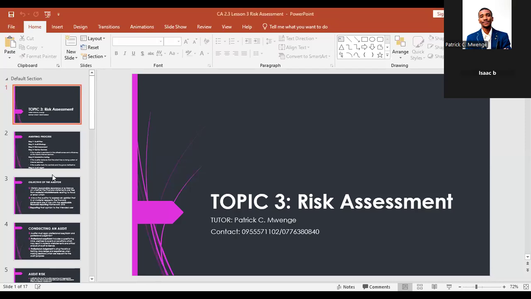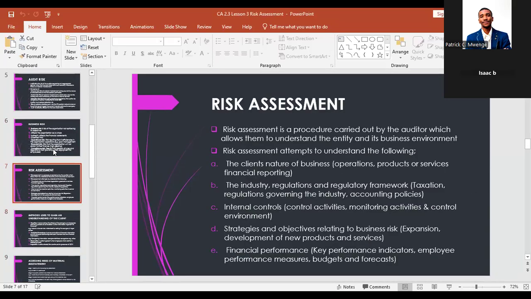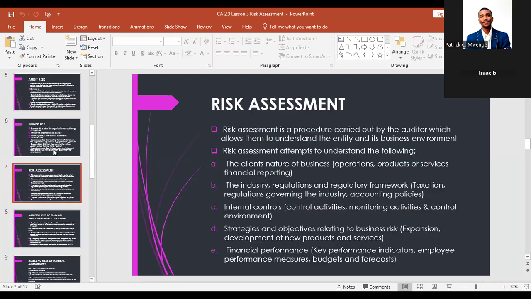All right. So let me just go quickly to where we ended, if I remember well. I think we're looking at... because we looked at audit risk, then we also looked at business risk, and then we pushed and we started looking at risk assessment. So I'll just start from risk assessment.